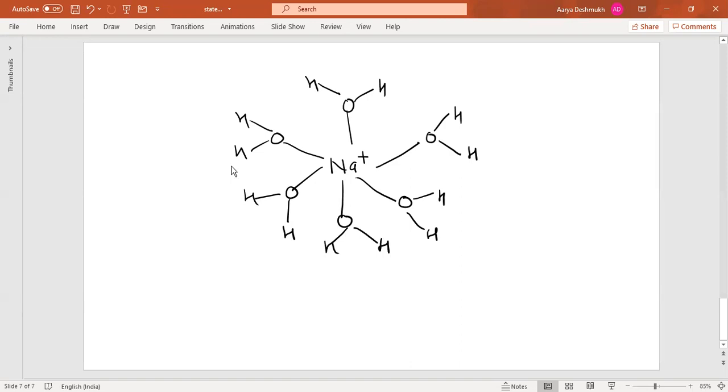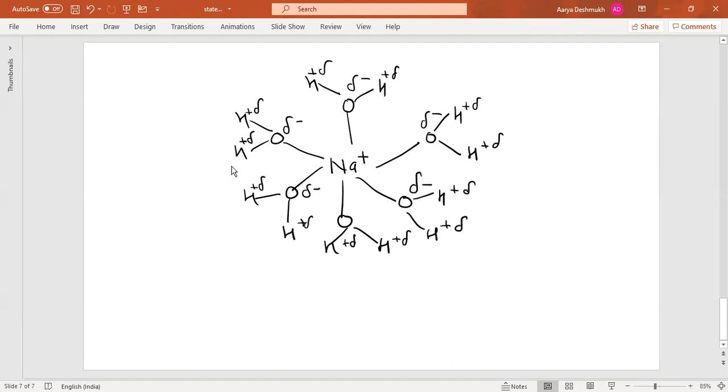This way. So this is positive. So obviously this oxygen will carry negative charge on each one of them, and that is why it is polar in nature. So this hydrogen will have partial positive charges on each one of them. So this is nothing but the hydration of sodium ions. This way, the sodium ion gets hydrated when it comes in contact with a polar solvent like water.